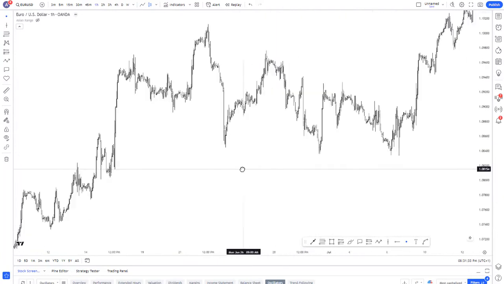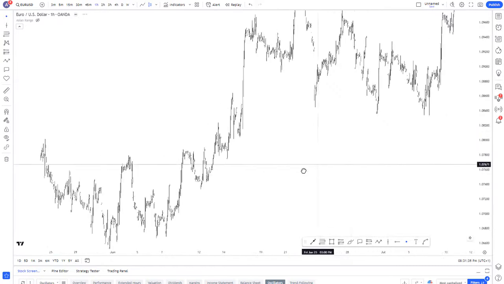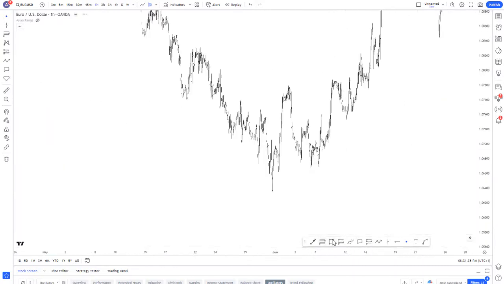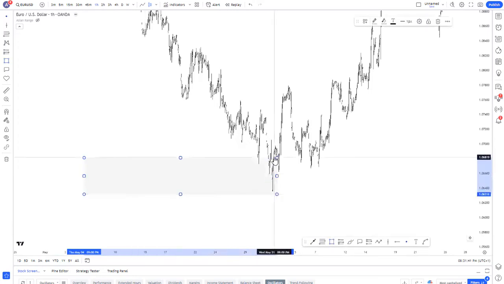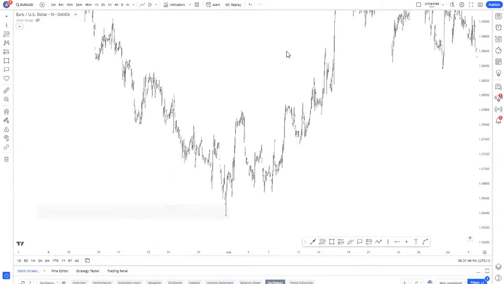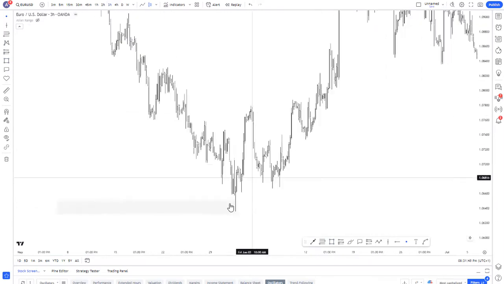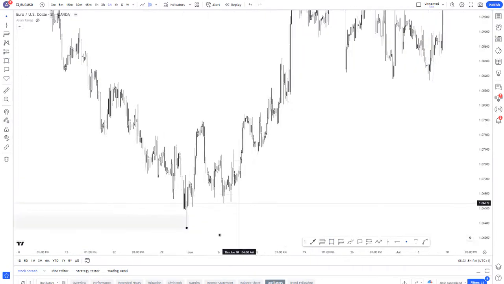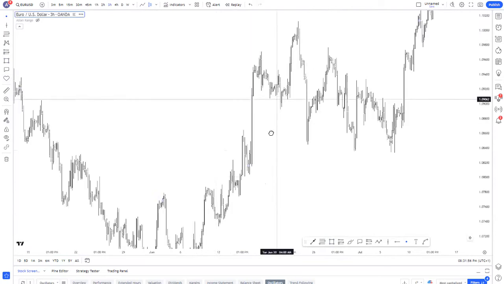All right, very good example. This is the turning point when price started buying. Are you there? Yes. This is the turning point when price started buying. So what do we have? We have a swing low, right? A swing low.